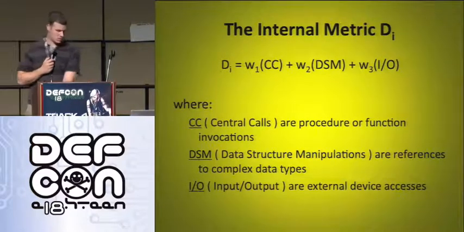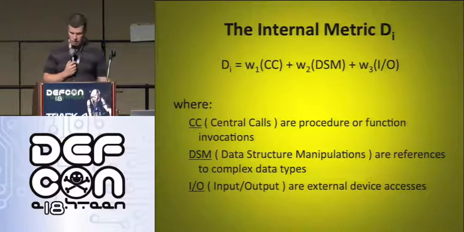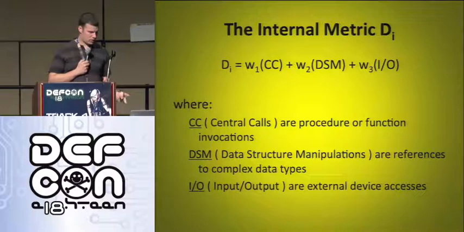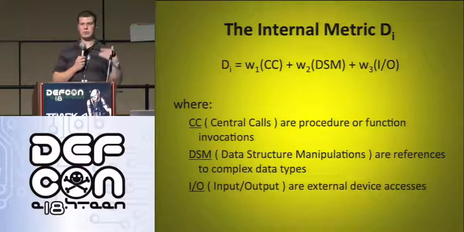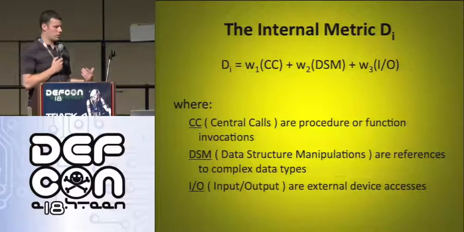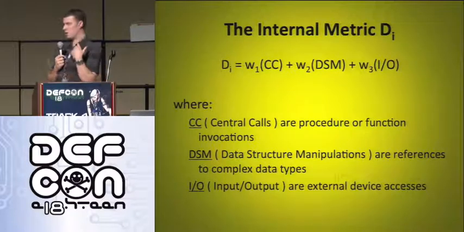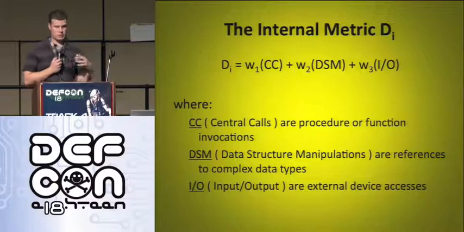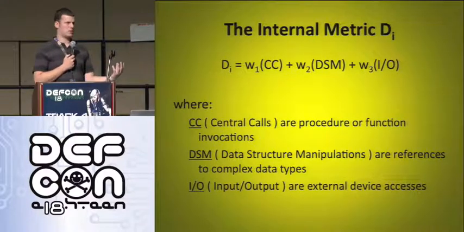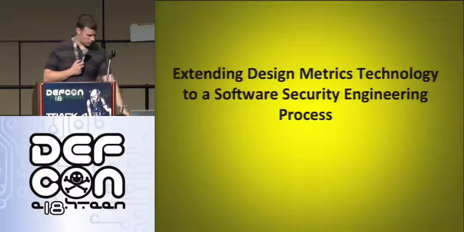Then we have an internal metric, which is a measure of the internal complexity of a module. The equation for that has your central calls, your data structure manipulations, and your input output. Now W1, W2, W3 is something I was confused about, so I went back to the research papers. Those are weights. If you wanted to give more focus to data structure manipulations, you could give W2 a weight of 2 or a weight of 3. For all of our metrics, unless the people funding us to run metrics request a specific weight, W1, W2, W3 is always 1. For Army Research Labs, the SMART project, the values of W1, W2, W3 were always 1. Just to make that clear.